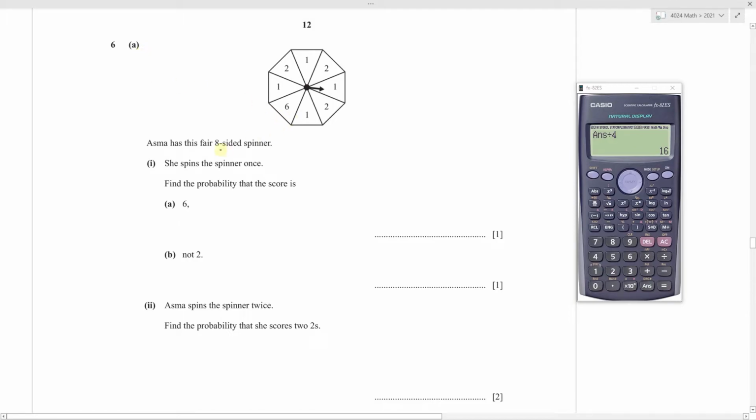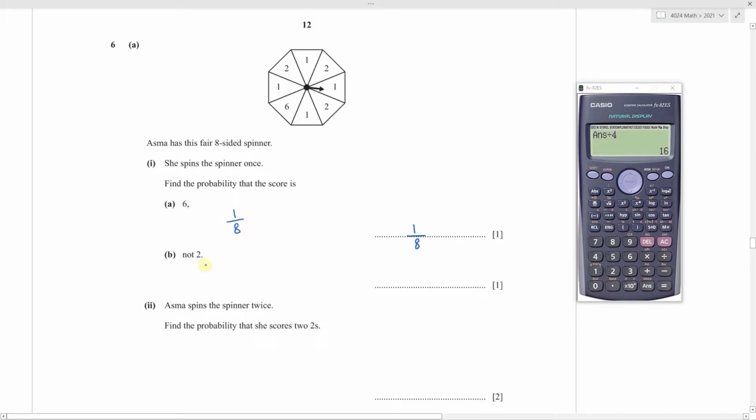Question number 6, part A. Asma has this fair 8-sided spinner. She spins the spinner once. Find the probability that the score is 6. So there are 8 sides in total, and we are looking for the probability that the score is 6. So how many of the 8 sides have score 6? Only one. So your probability here will be 1 over 8, because there is just one 6 out of the possible 8 different sides that this spinner can land on. So 1 over 8 is the probability that you can get a 6.